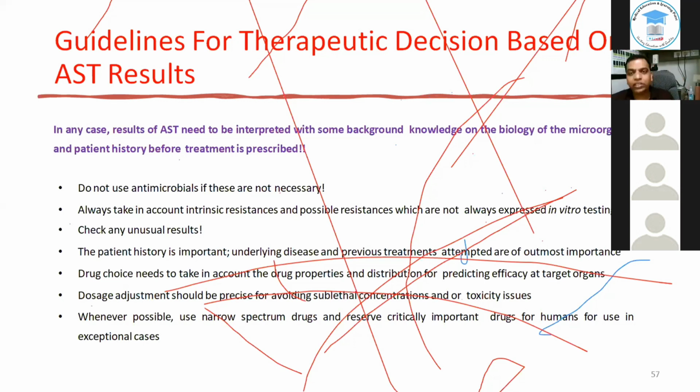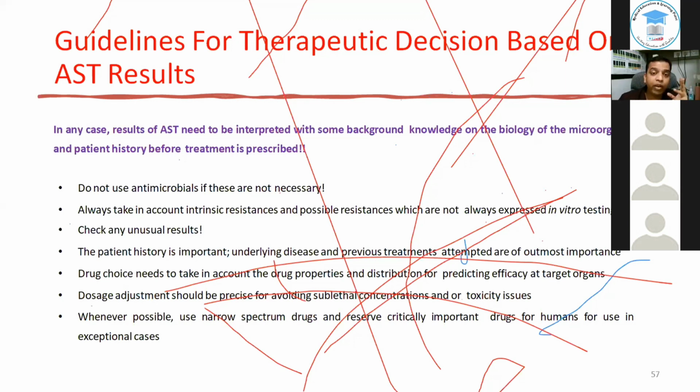Enterococci is naturally resistant to cephalosporins, aminoglycosides, clindamycin, or cotrimoxazole. So these are the most commonly prescribed empirical therapies. So if an enterococci is obtained, it's a huge puzzle for the clinician. So the natural resistance of the organism should be considered. The antibiogram should be considered before starting an empirical therapy.